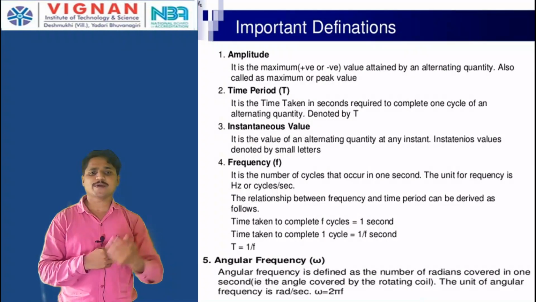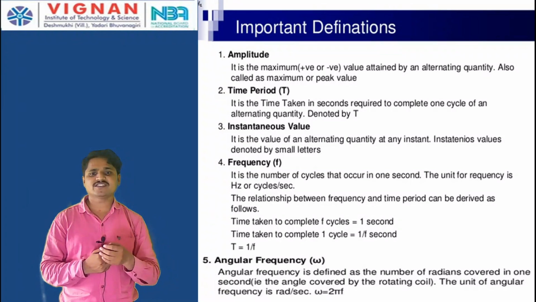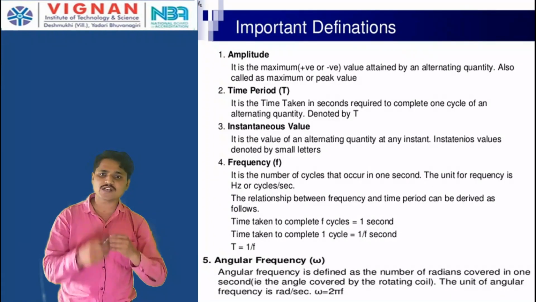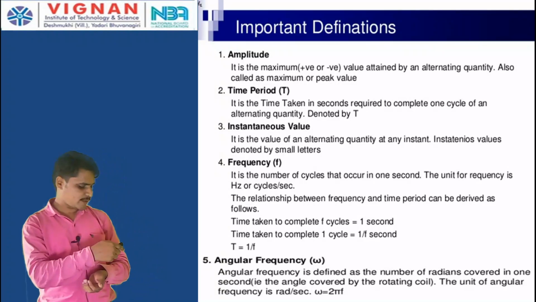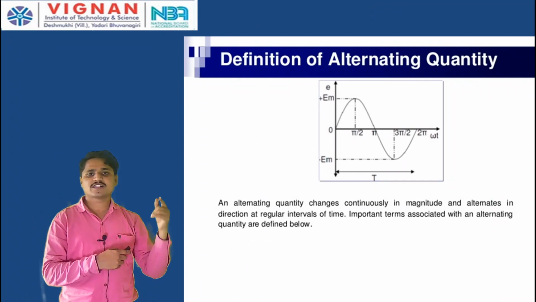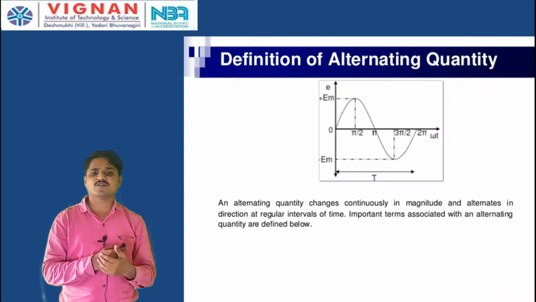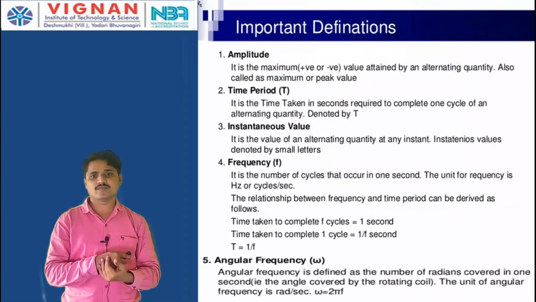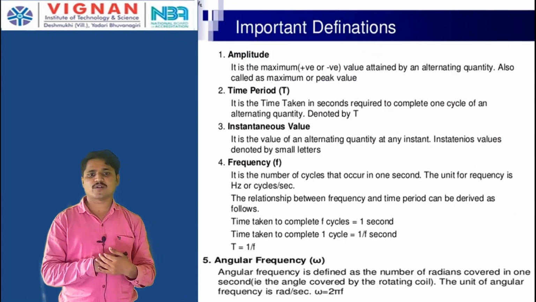Now, what is the time period? It is the time taken, in seconds, to complete one cycle of an alternating quantity, and it is called the time period of that waveform. Time period is denoted by capital T. Here T is the one complete cycle, the time taken by the waveform to complete one cycle. T is the time period of this given waveform.